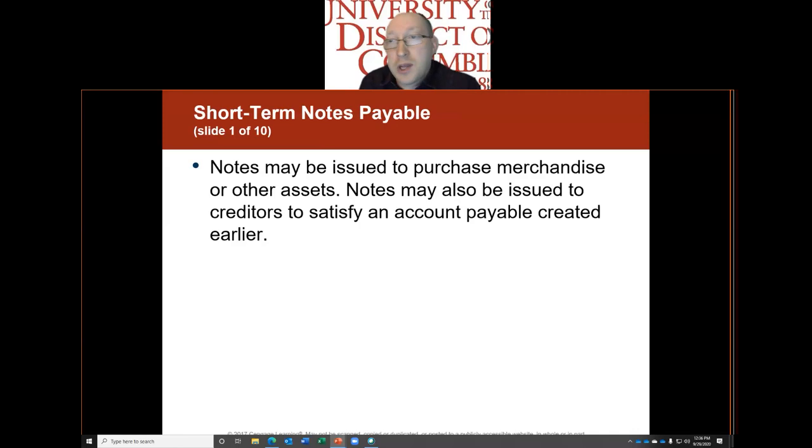Notes may also be issued to purchase merchandise or assets. These notes are issued to creditors to satisfy accounts payable that were created earlier. We talked about this in earlier chapters.